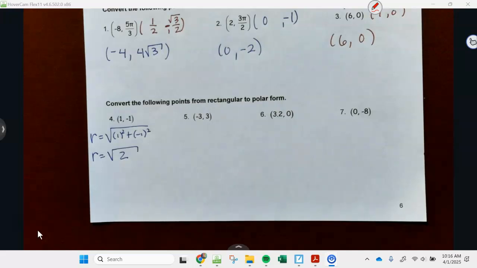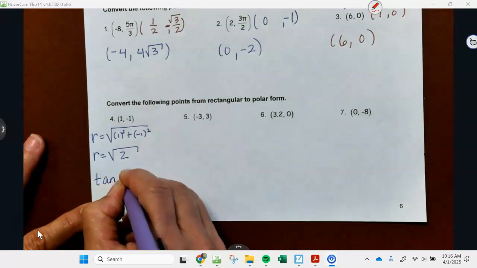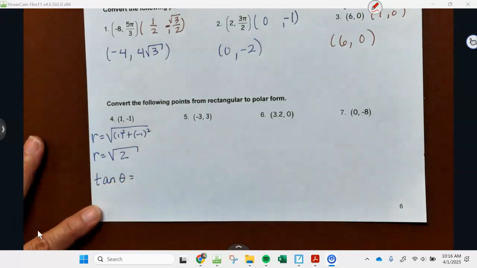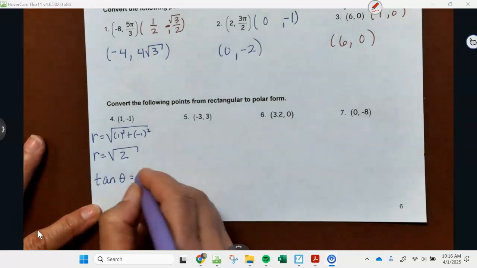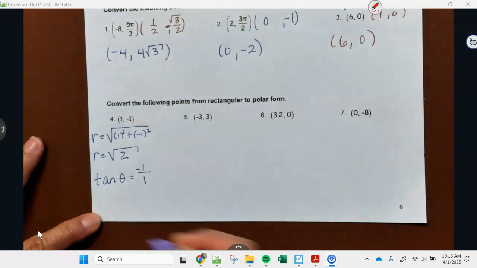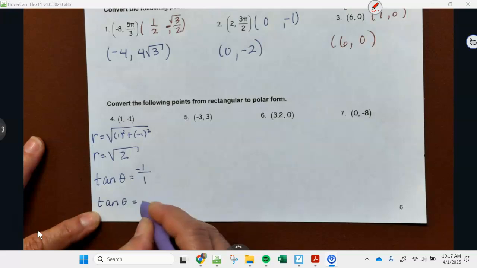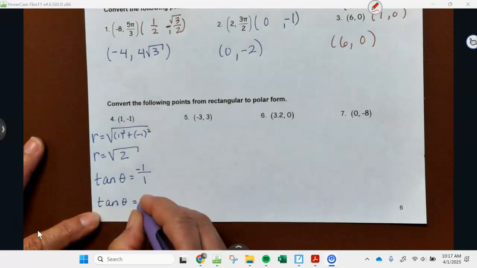All right, here we go. This is why we reviewed those tangent numbers. Remember, tangent of the angle is y over x. The y value is -1. The x value is +1. -1 divided by +1 is 1. Just kidding, it's -1.